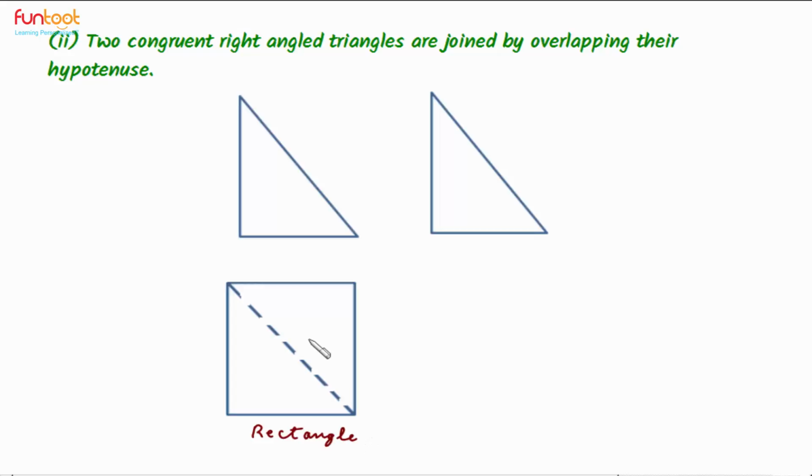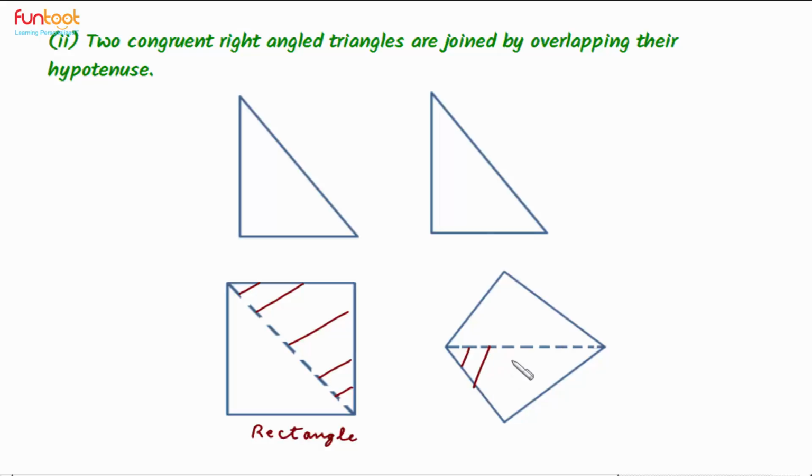There can be another way of joining the two right-angled triangles here. If we flip this right-angled triangle, then we can join the two in one more way. Let's see how. So this is the other way of joining the two right-angled triangles. This right-angled triangle has been flipped this time. And now the resulting quadrilateral is a kite.